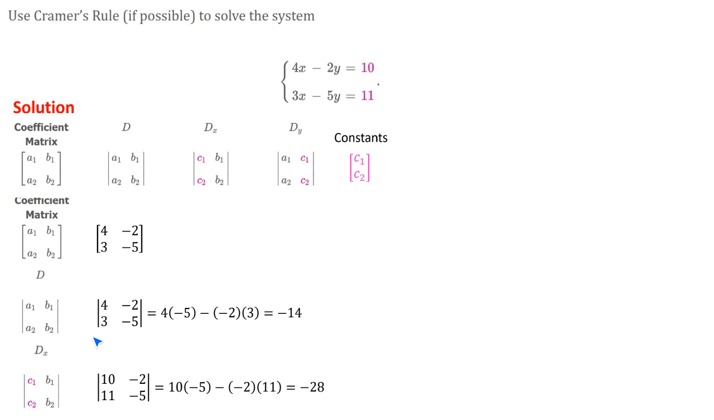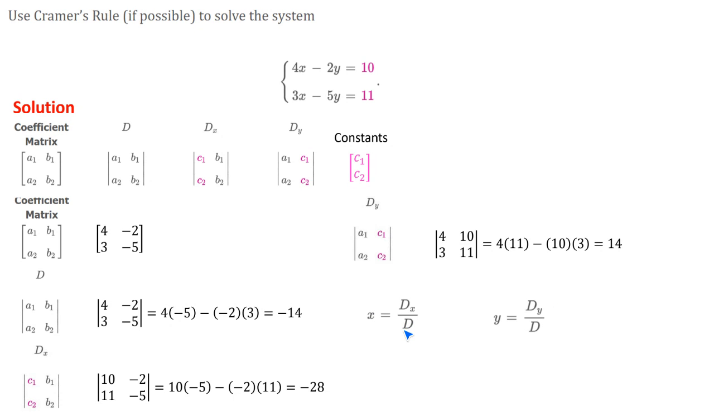The next one is going to be the Dy. So notice I removed the y's and then I left the x's alone. So I replaced my y's with the constants. And then 4 times 11 minus 10 times 3. So we get 14.